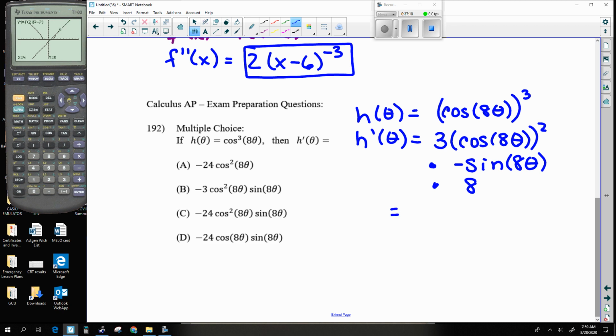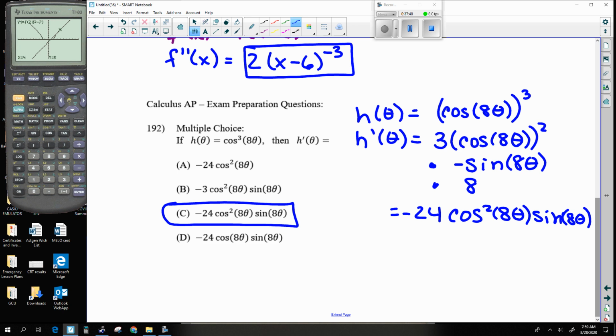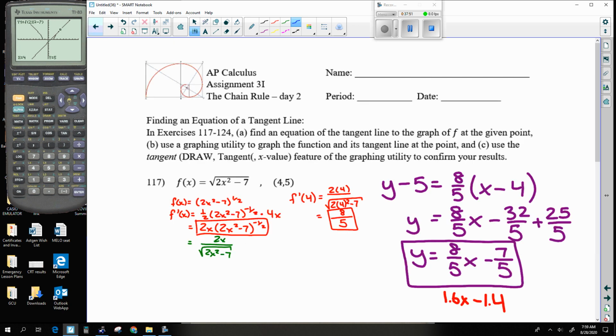So cleaning this up for myself, this is going to be negative 24 cosine squared sine, something to that effect. Negative 24, well, that doesn't really help us. Cosine squared, okay, getting closer to sine, there it is. Boom. Drop the mic.